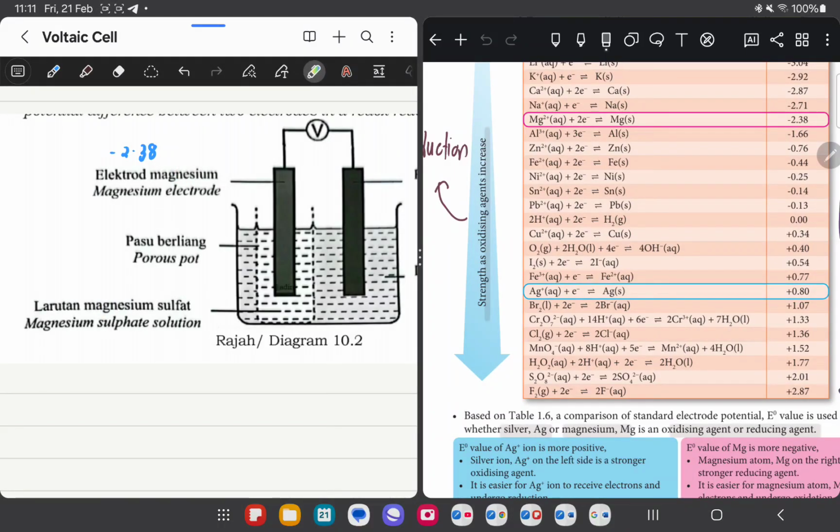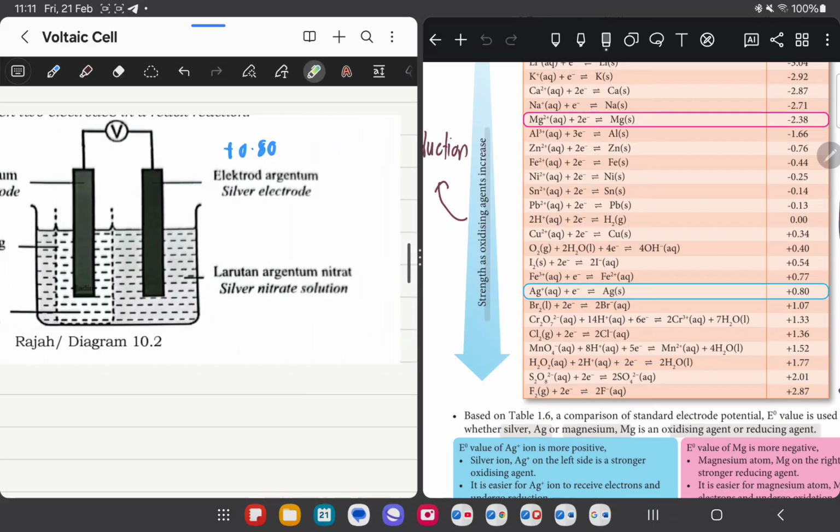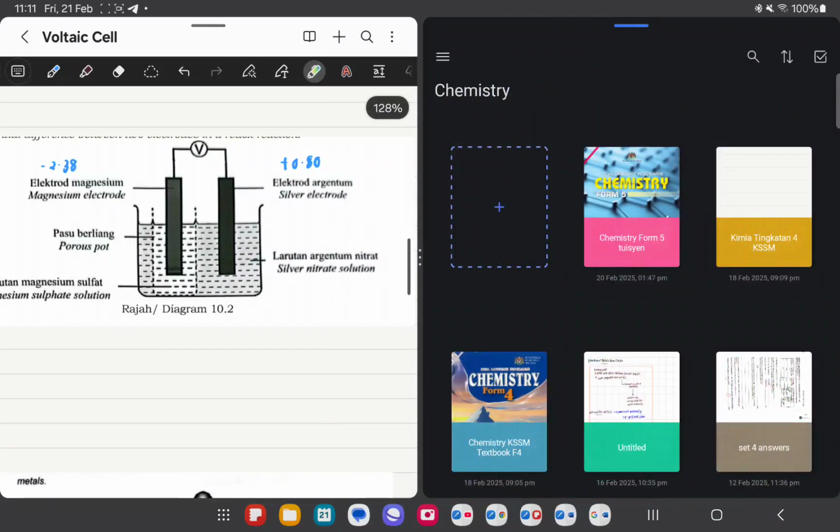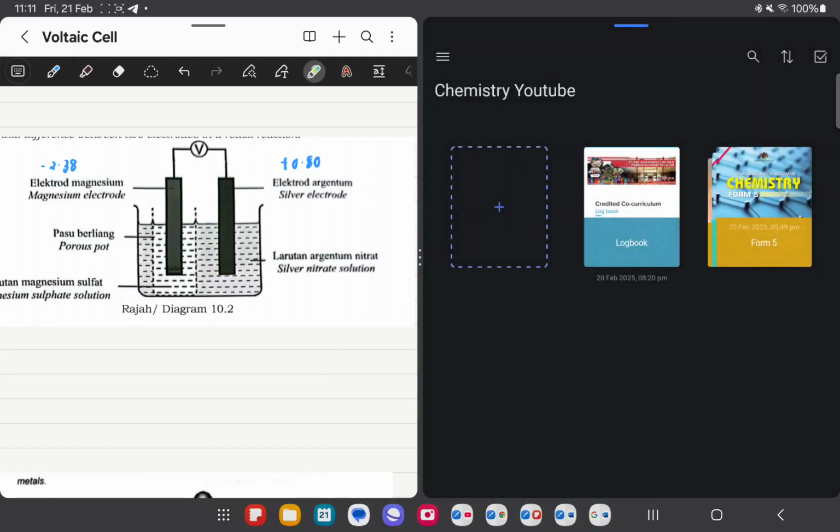Let's say I have a magnesium electrode but I use potassium, it's wrong. It should be magnesium. Same goes for this side. If the electrode is argentum, then the solution should have argentum. It doesn't matter which argentum, argentum nitrate, argentum sulfate, argentum chloride, whatever, as long as it's argentum. Do you understand? So this is the basic concept. I go back to my question.